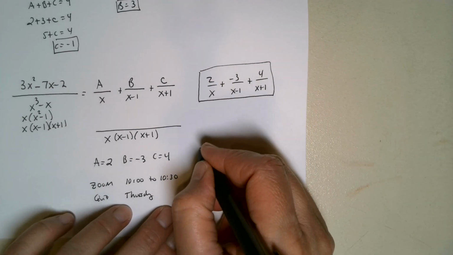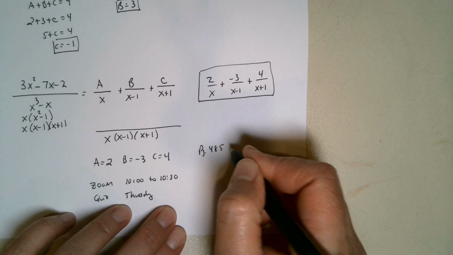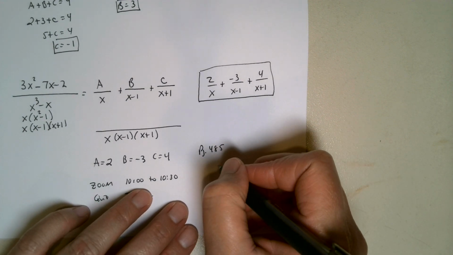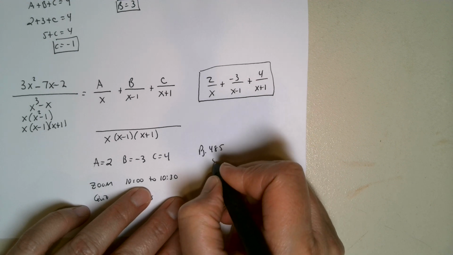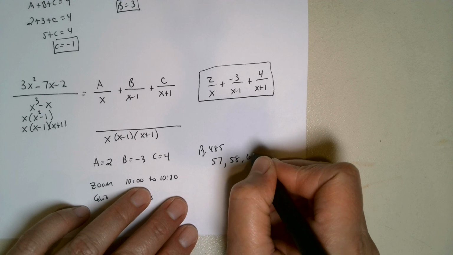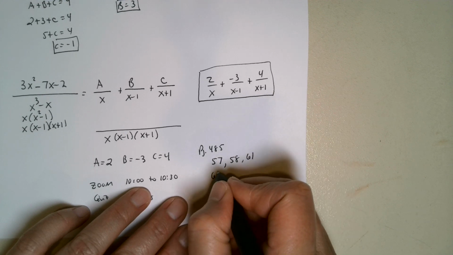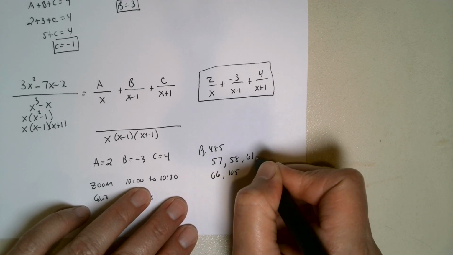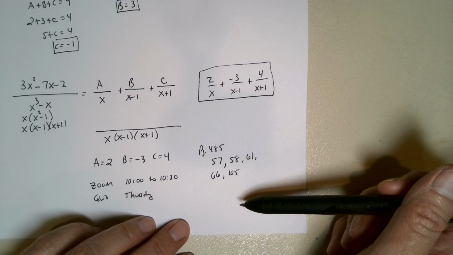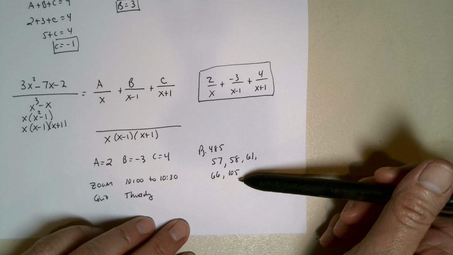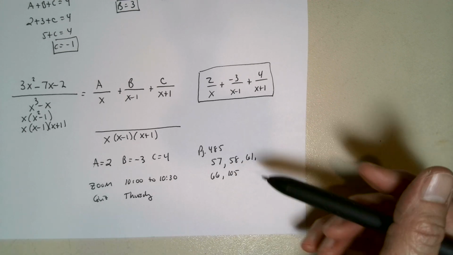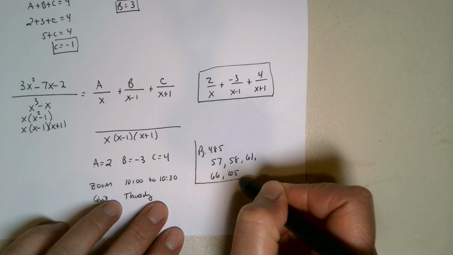Your homework, I have it listed as an assignment in Schoology, but I want to go ahead and write it here on page 485. I want you to work number 57, 58, 61, 66, and 105. And you can check 57 and 61 and 105 in the back of the book, and I will give you the answers to 58 and 66 before we take our quiz.